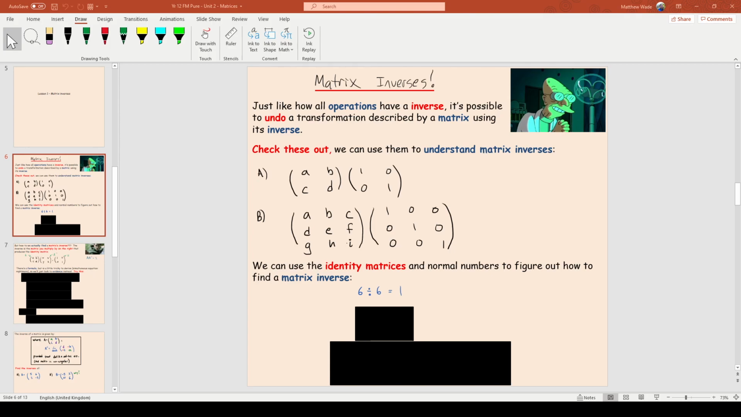Next topic on our amazing matrix unit is matrix inverses. So this is a really important topic. It's actually really cool as well. I think it's cool anyway. And it's going to unlock all sorts of really neat stuff for us.